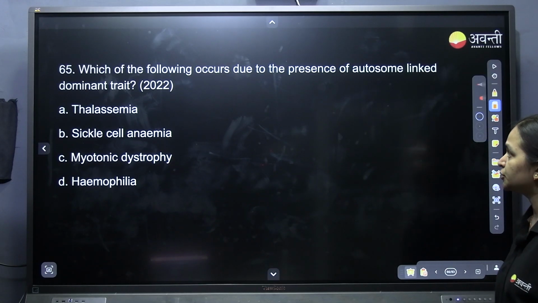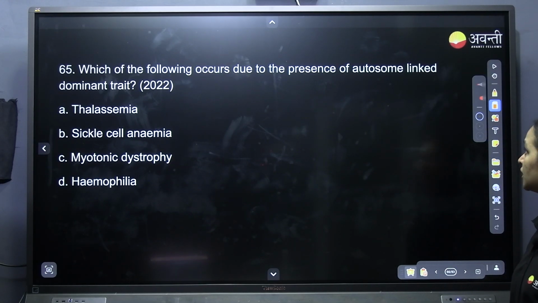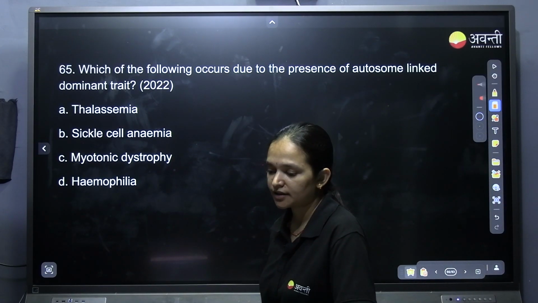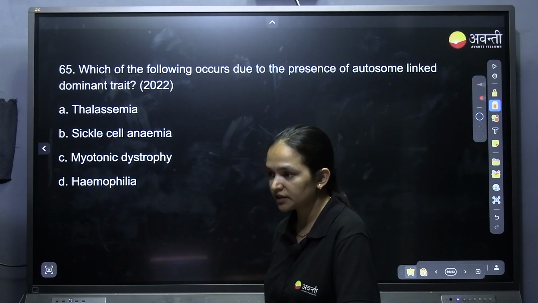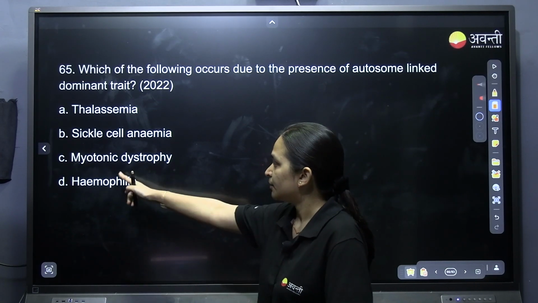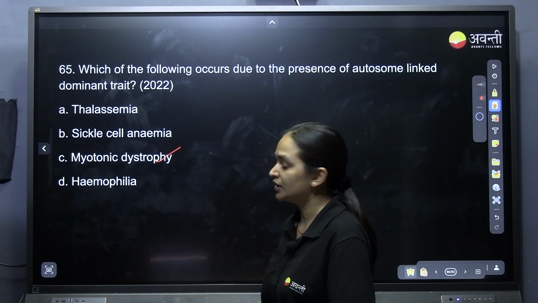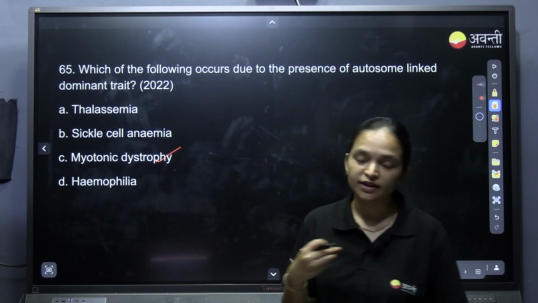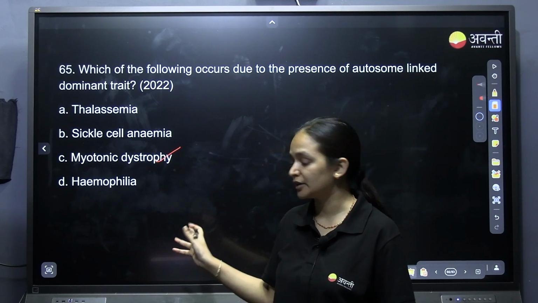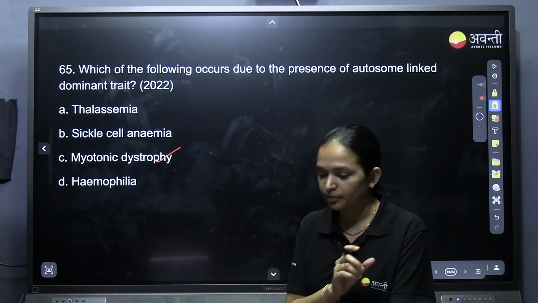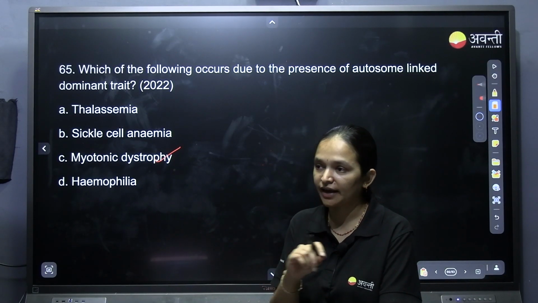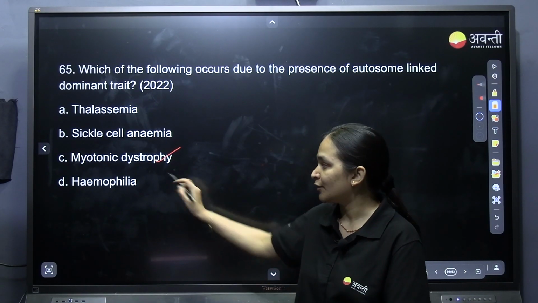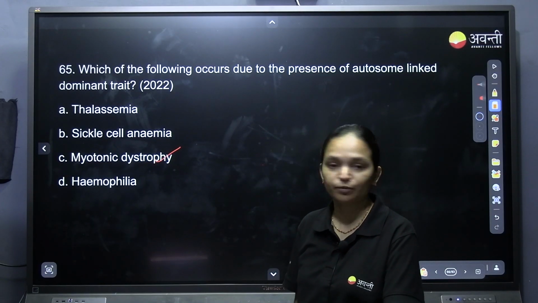Which of the following occurs due to the presence of an autosomal dominant trait? Only one autosomal dominant disease is given in the NCERT textbook, that is myotonic dystrophy. The rest are all Mendelian disorders, all autosomal recessive. Only one autosomal dominant, and that too they have given in the pedigree analysis, where they mention the figure and its explanation. Other than that they have not mentioned it anywhere.